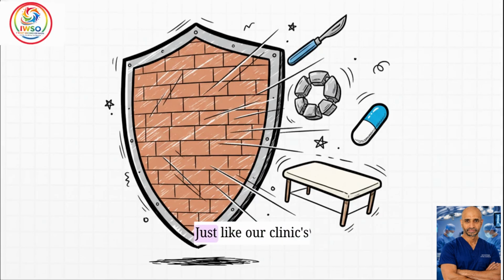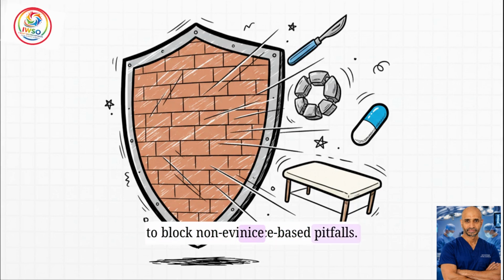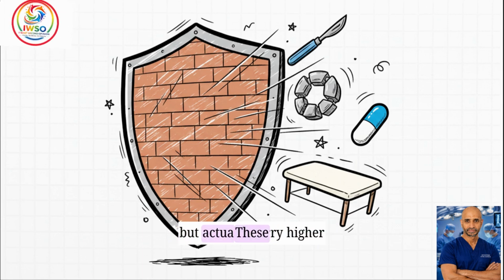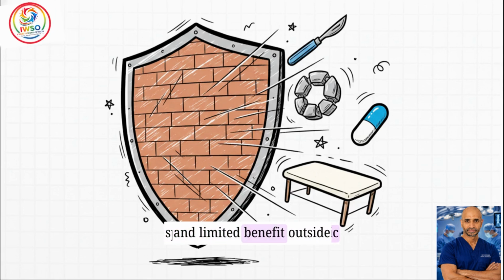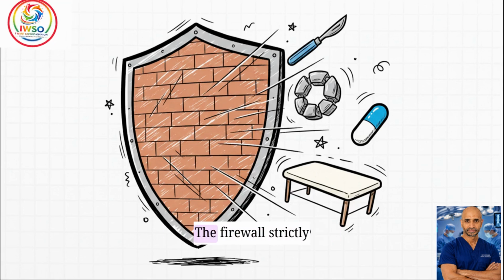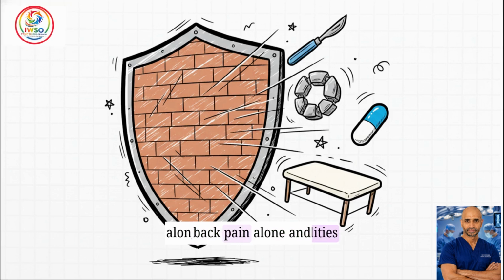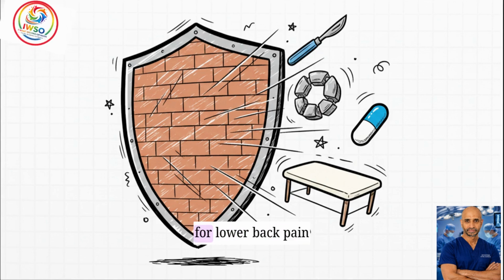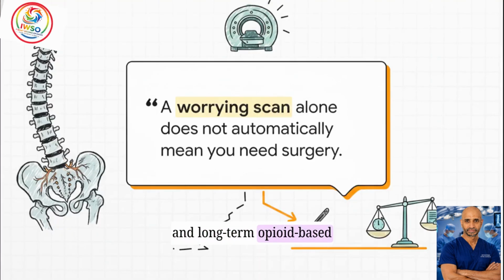Section 5. NICE firewall. Just like our clinic's IT system has a firewall to block viruses, NICE guidelines have a firewall to block non-evidence-based pitfalls. These are options that might feel like doing something to a desperate patient, but actually carry higher risk and limited benefit outside of the research setting. The firewall strictly blocks spinal surgery for non-specific lower back pain alone, and blocks routine disc replacement or fusion just for lower back pain, along with passive modalities and long-term opioid-based strategies.